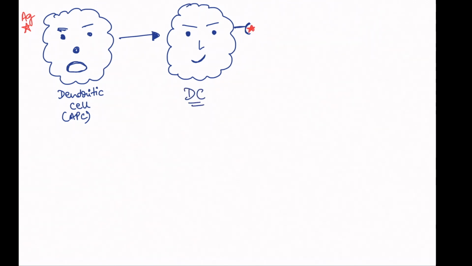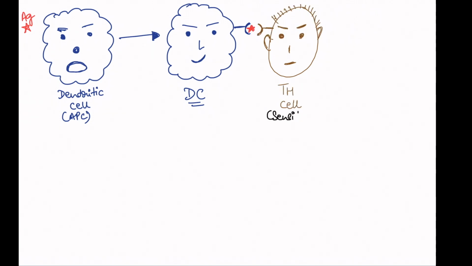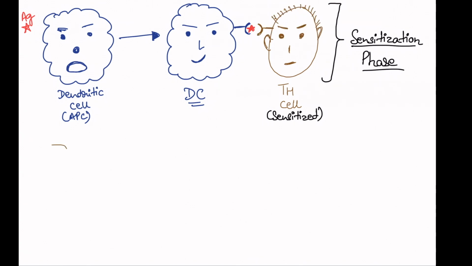Now the DC cells are going to present the antigen to this brown looking cell with eyes, a nose, and a receptor, and also it has ears with spiky hairs, and this cell is known as a T helper cell. Now as soon as the T helper cell recognizes the antigen presented by the dendritic cells, it gets sensitized, and this phase is known as sensitization phase. So I hope you guys understood this.